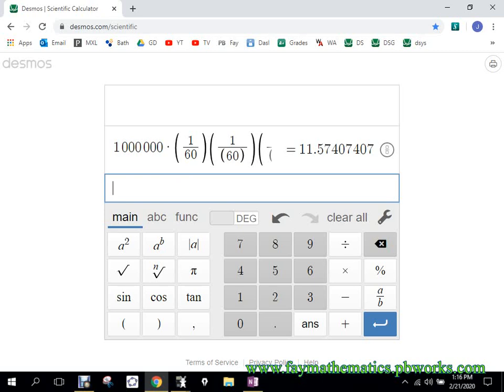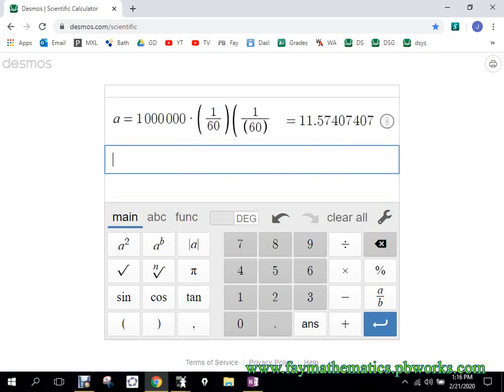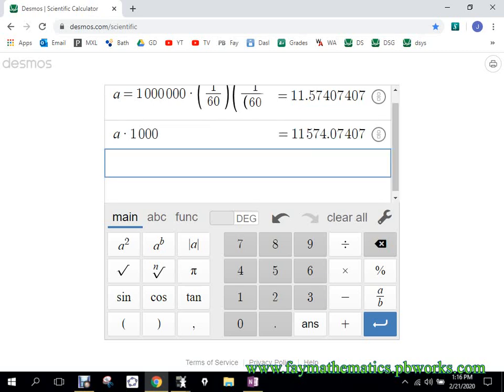So let's take this number. What should you call that number? A. And I'll multiply A by 1,000. And it gives me that number right there. So that's the number of days it would take to count to a billion. Does that make sense? Okay, so how many days are in a year?